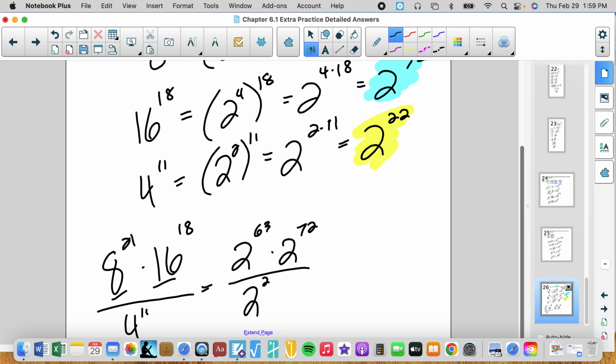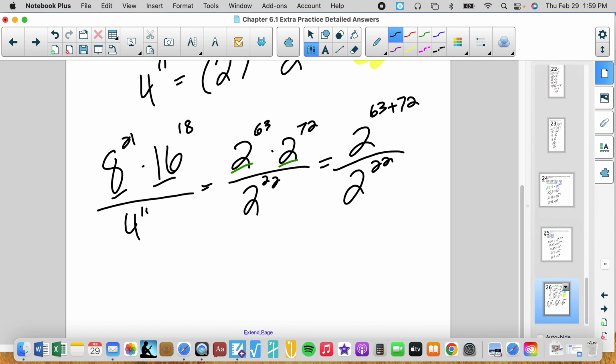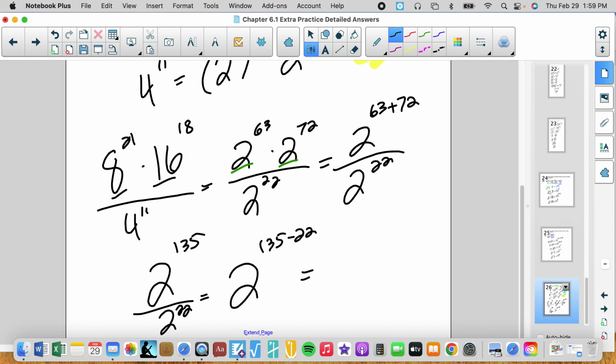But now, when we rewrite all this, 2 to the 63rd times 2 to the 72nd over 2 to the 22nd, now they have like bases. So now, because they have like bases, we can combine them. Multiplying, we're going to do 63 plus 72 over 2 to the 22nd, which produces 2 to the 135 over 2 to the 22nd. And now, since they have like bases, we can subtract their exponents. Minus 22 becomes 2 to the 113? Yeah, I think that's correct. So that would be our final answer.